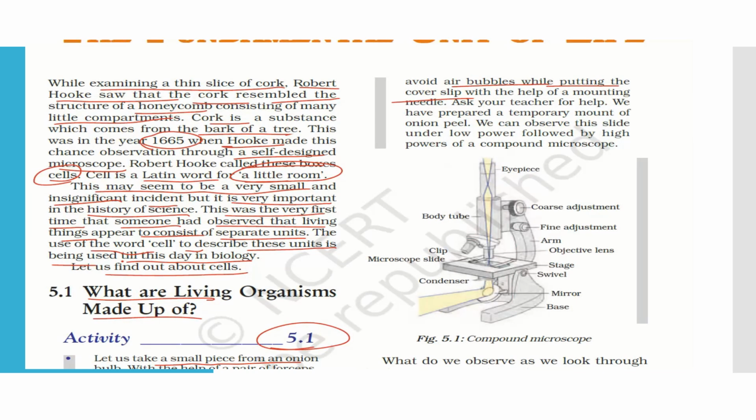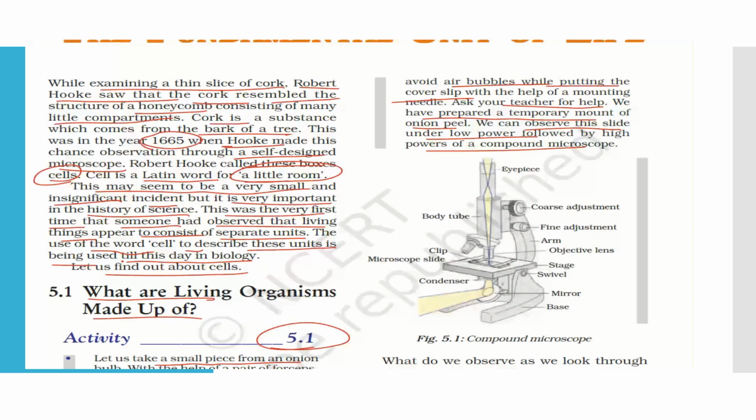And this mounting should be done with the help of a needle. So if you are not holding a needle at one end of the cover slip, then you will end up putting some air bubbles inside that cell, the epidermis or the onion peel. So now ask your teacher to help you. We have prepared a temporary mount of an onion peel, and we can observe this slide under the low power microscope and high power of a compound microscope.